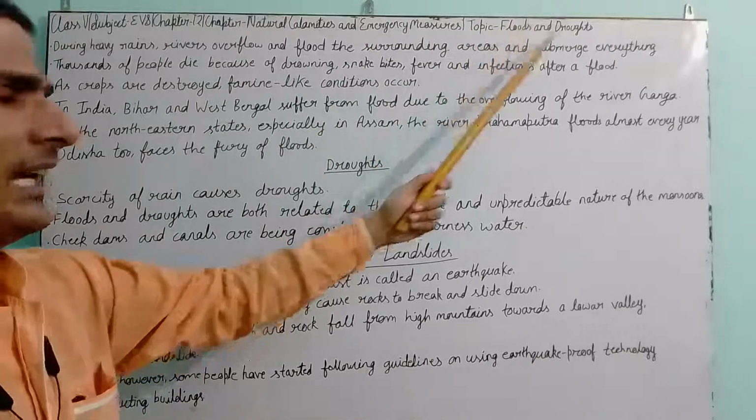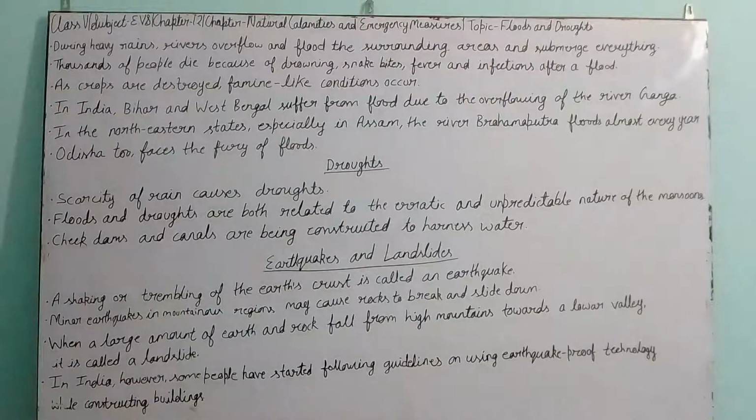Topic: Floods and Droughts. In the last class, we talked about natural calamities, what they are, and we also talked about cyclones. So today we will start with floods and droughts.